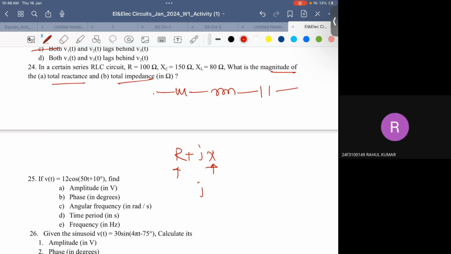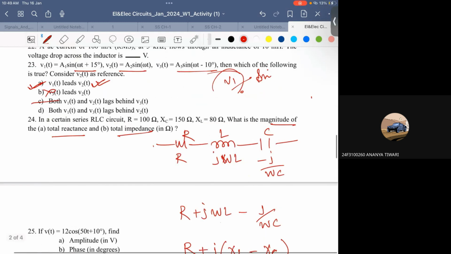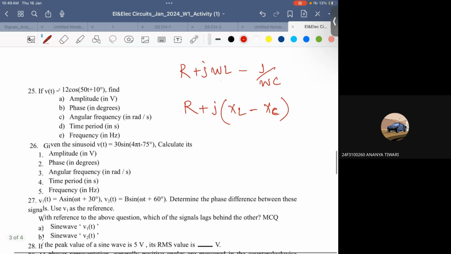Sorry, sir, can you repeat? No, what I was trying to say: if you have been given an RLC circuit, so R, L and C have been given. You'll have R, then this will be what? j omega L, or jXL, and this will be minus j times 1 upon omega C, correct? So you'll be left with R plus j omega L minus j upon omega C, correct? So it will be j times XL minus XC, correct? If you have been asked to calculate the total reactance, this is the total reactance, right? XL minus XC. Are you there? Yes, sir.